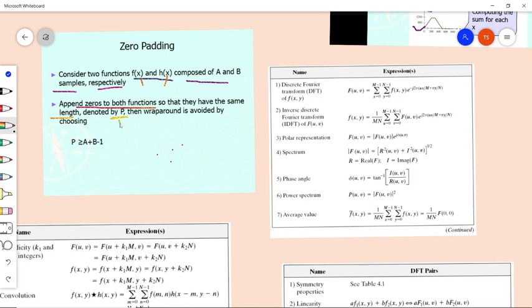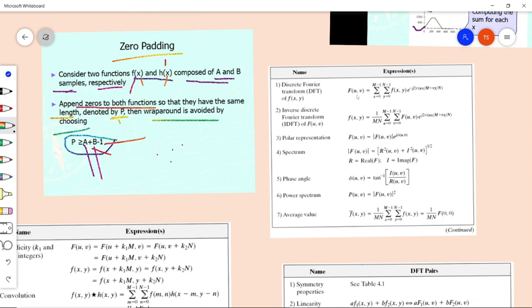Then wrap around is avoided by choosing the value P greater than or equal to A plus B minus 1. Here you are composed of A and B samples. A is the sample points from x and B is the sample points from h of x. So choose A plus B minus 1. Then this is the zero padding.